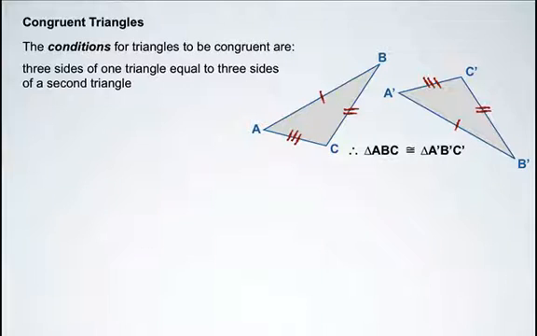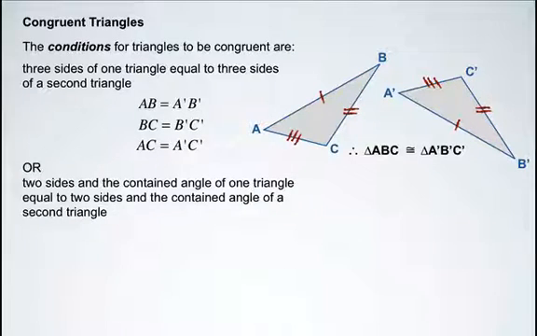So since all three sides of one triangle are equal to the three sides of a second triangle, we would say that triangle ABC is congruent to triangle A'B'C'. Again, here's a summary. AB is equal to A'B', BC is equal to B'C', and AC is equal to A'C'. Or, another condition for triangles to be considered congruent is that two sides and the contained angle of one triangle equal the two sides and the contained angle of a second triangle.